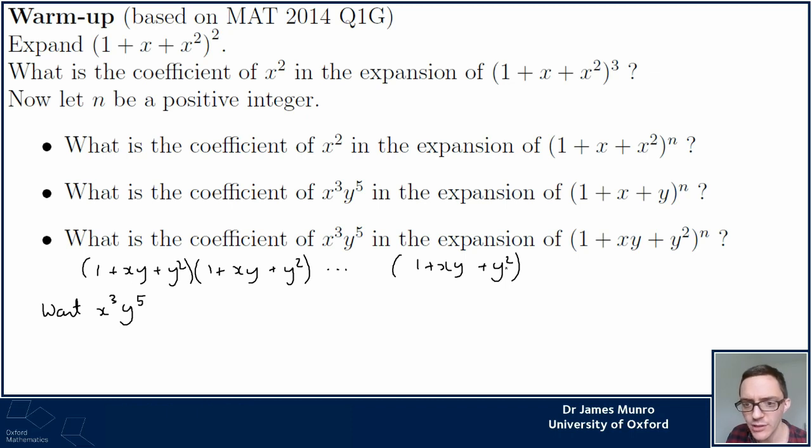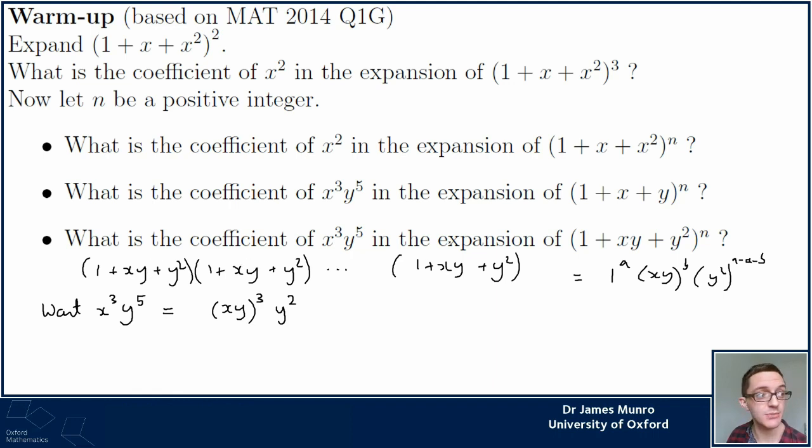Well, you want x cubed, where does that come from? I suppose that must be from the xy term. Everything I get out is going to be something like 1 to the a, xy to the b, y squared to the c. It's going to be some product of these things. I suppose I want xy cubed times y squared. Okay, so I want to pick up xy 3 times, and I want to pick up a y squared once.